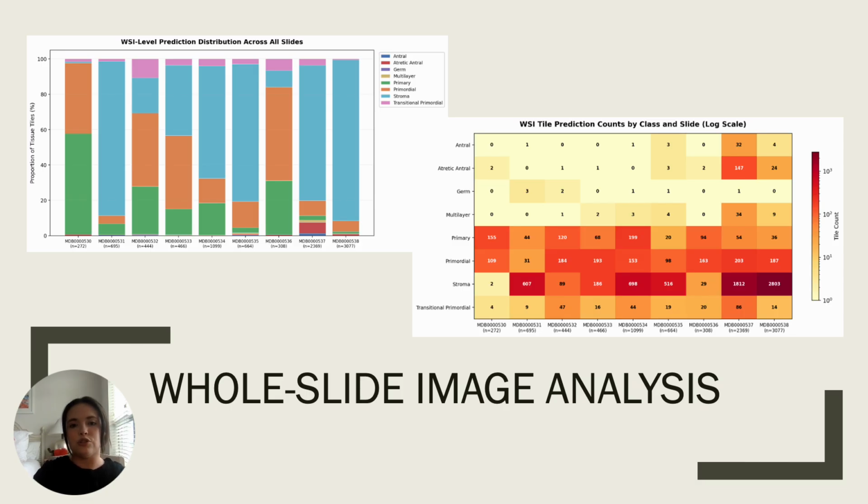As you can see, the adult naked mole rat slides, accession numbers ending in 37 and 38, have a higher number of atretic antral and antral tiles when compared to neonatal and prepubertal slides. This is likely due to the more active and rapid folliculogenesis observed in adult mammals, as these 2 follicle classes are considered later stages of development.